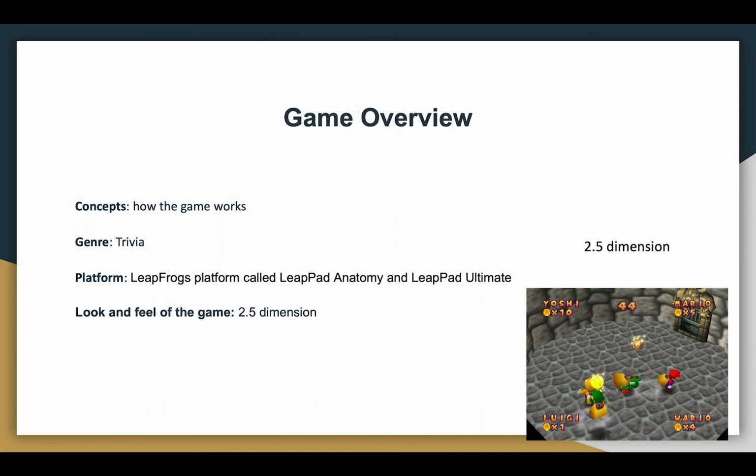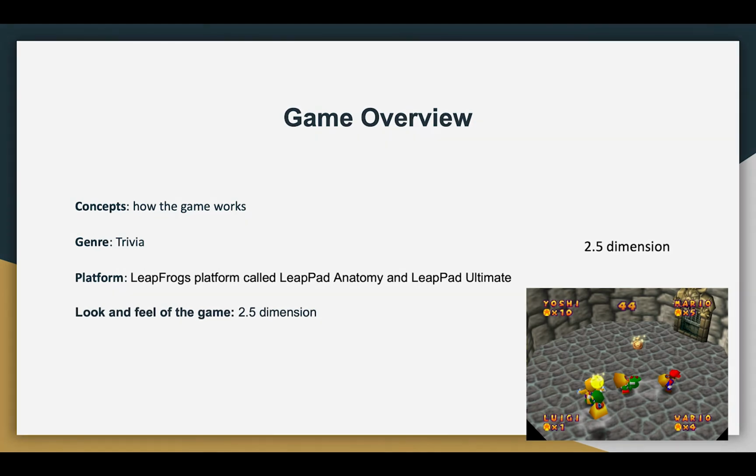Okay, the next part is the genre. So the genre is like a trivia game because the player is making a selection and hoping that their selection is right. So they're being asked a question, and the player is answering the question. The platform will be Leapfrog's platform. The game will be presented on Leapfrog's autonomy and Leapfrog utility programs. And then the look and feel of the game is going to be 2.5 dimensions.